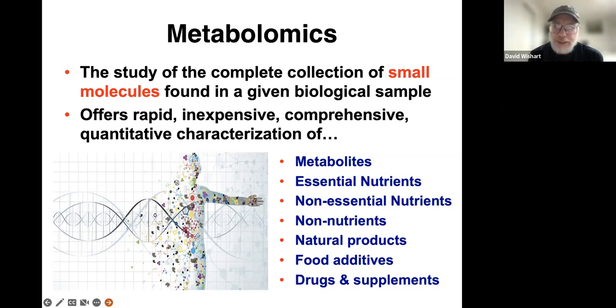The approach to metabolomics, and I think the appeal, is that it's a way of rapidly, inexpensively, comprehensively, and quantitatively characterizing not only metabolites, things that we think of traditionally as constituents in metabolism, but also essential nutrients, which may include vitamins, and non-essential nutrients that might include phytochemicals and polyphenols, or non-nutrients, a variety of natural products, food additives, drugs, and supplements. So basically, metabolomics is broadened to cover just about any kind of organic molecule that can be found in a biological system. In the case of humans, there are literally hundreds of thousands of molecules that are in us and in our food.